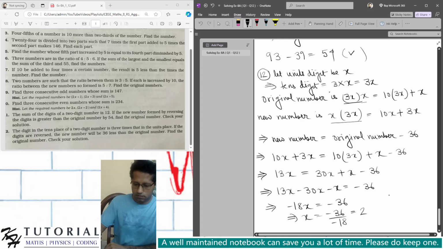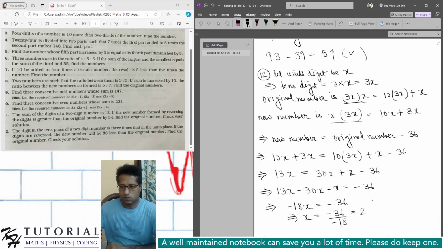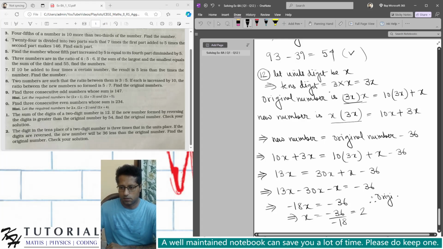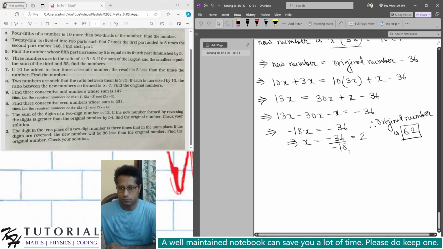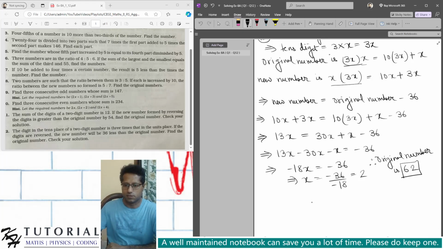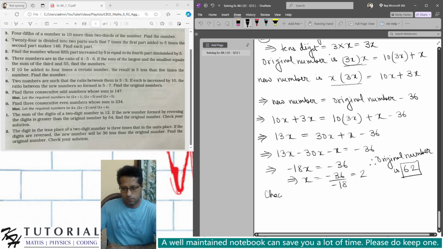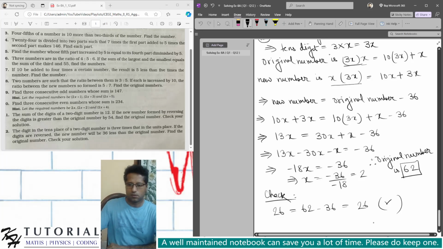So x is 2. That is, the units digit in the original number is 2. So we can now say the original number is 3x and x. So 3x is 6 and x is 2. So this is the original number. Now we have to check whether the new number is equal to the original number minus 36 or not. If the original number is 62, the new number will be 26. We have to see whether 26 is equal to 62 minus 36. Now 62 minus 36 is obviously equal to 26. So the solution, that is original number 62, is correct.